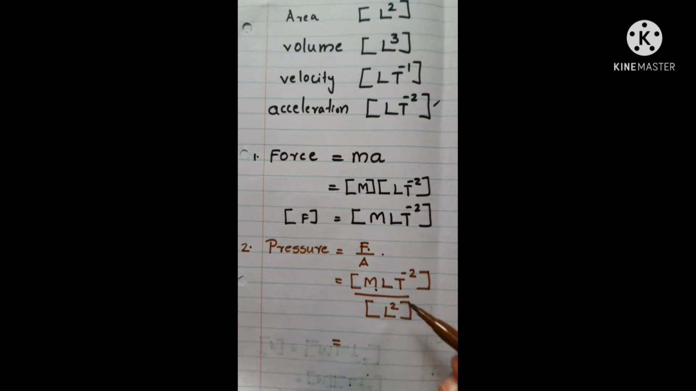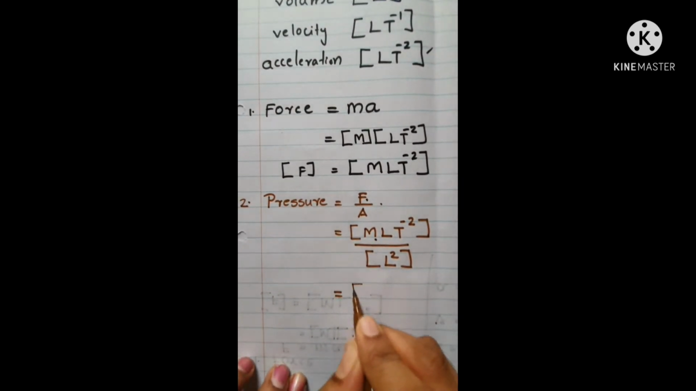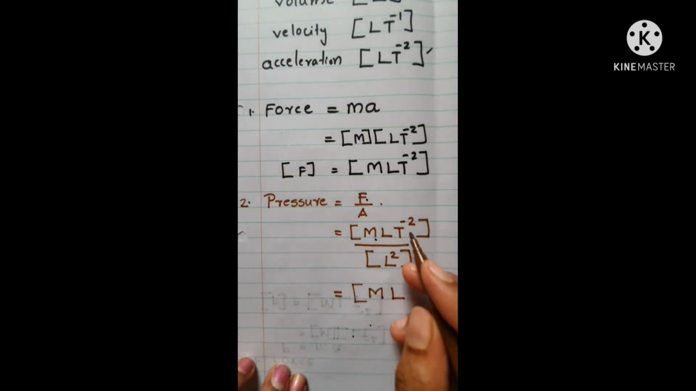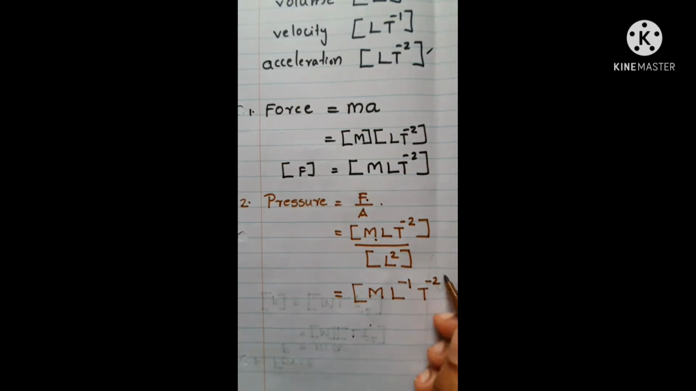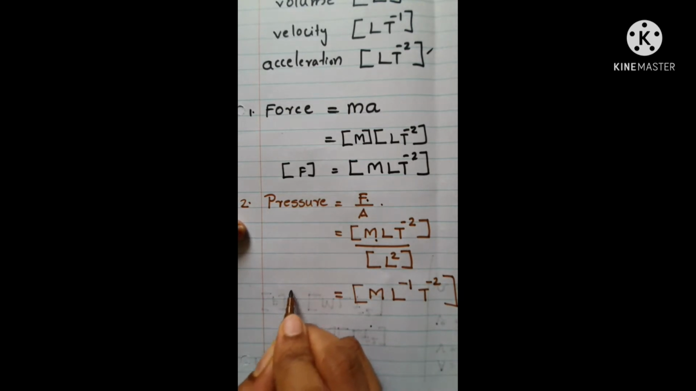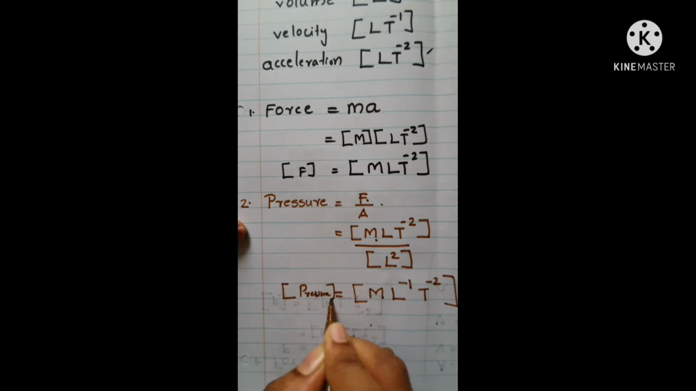Now we don't keep anything in the denominator. So L square is there; when it goes up, it becomes L raised to minus 2, and this is L raised to 1. So it will be L raised to minus 1 when you add, then T raised to minus 2 as it is. So [ML^-1T^-2] is the dimensional equation for pressure. Okay, the dimensional equation for pressure is [ML^-1T^-2].